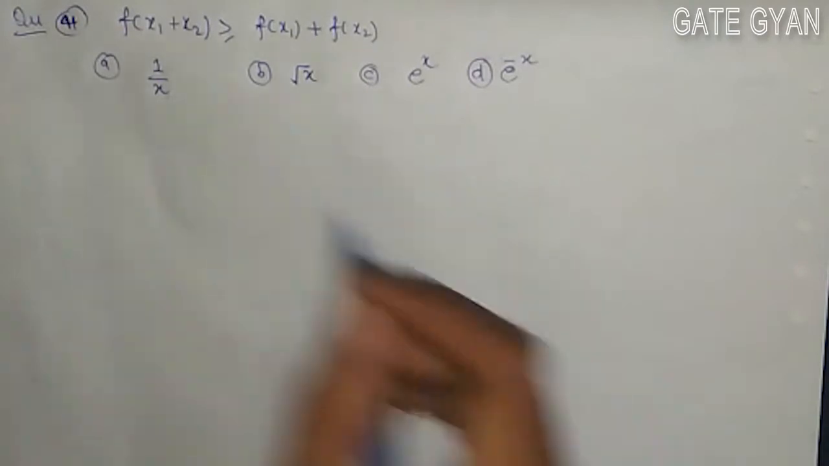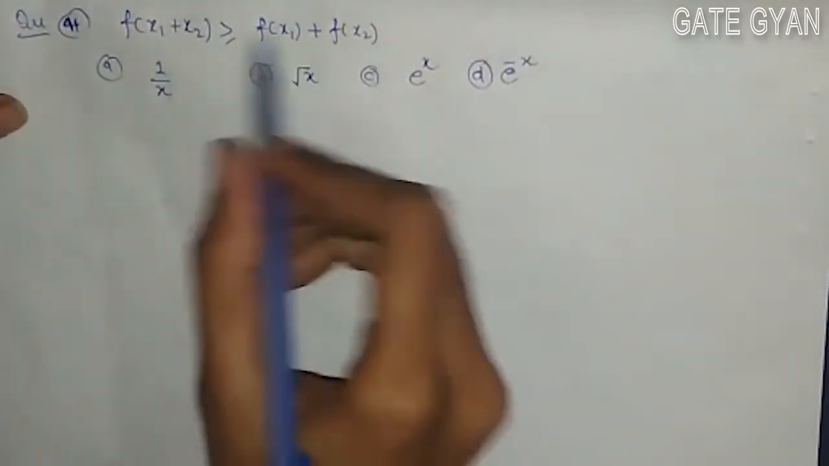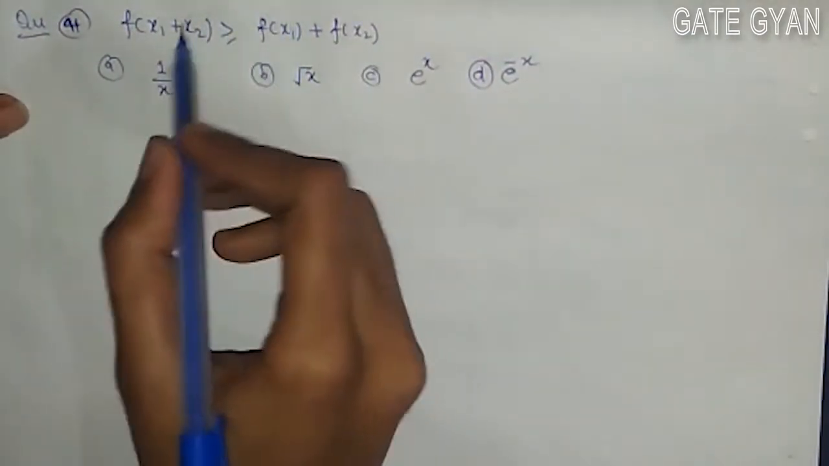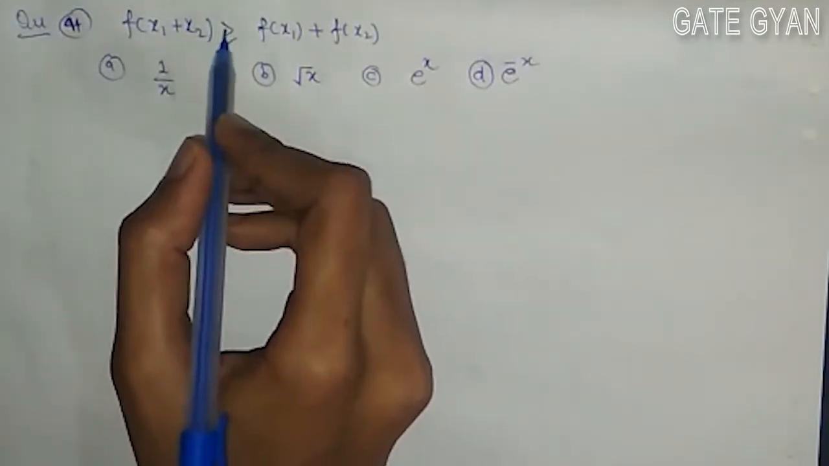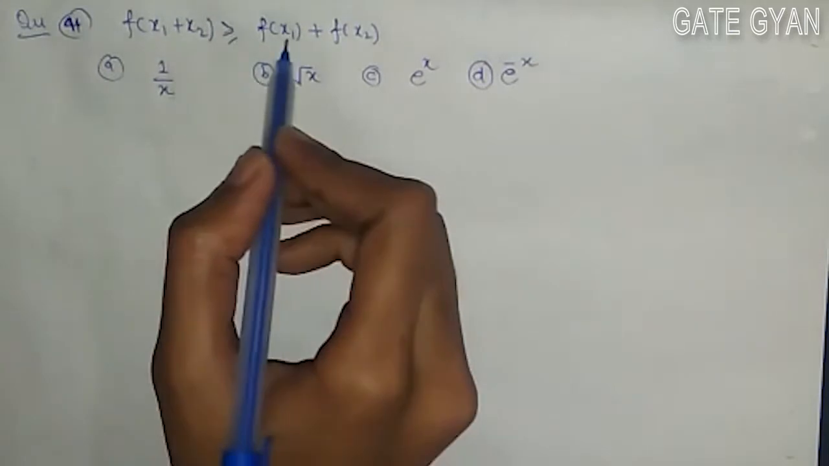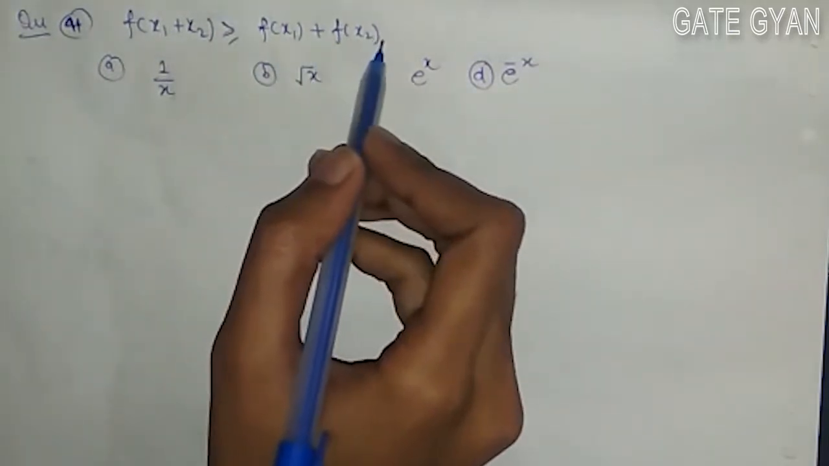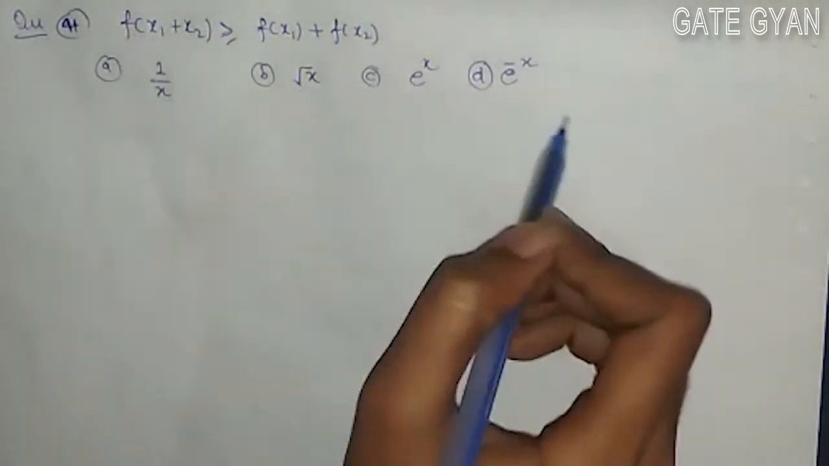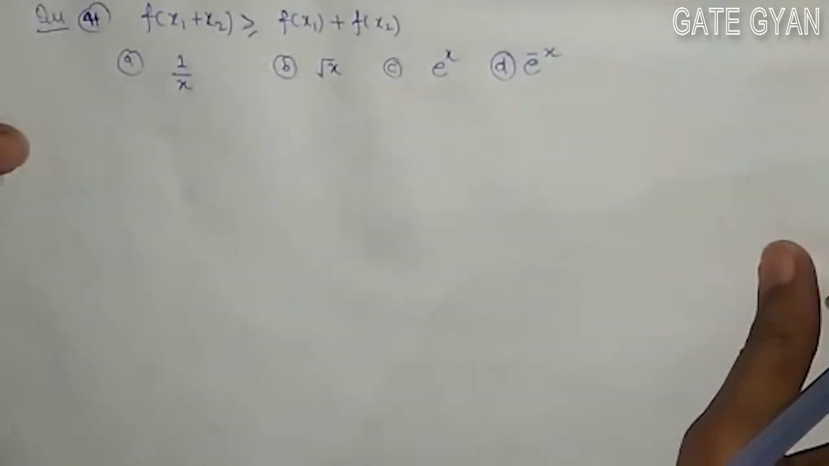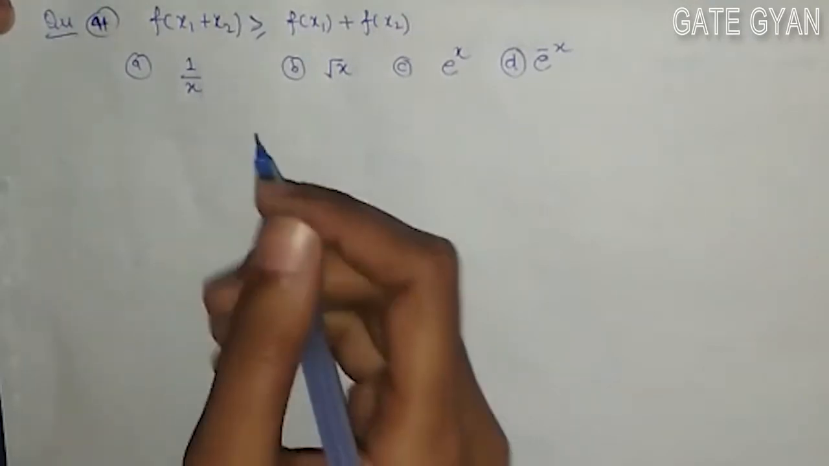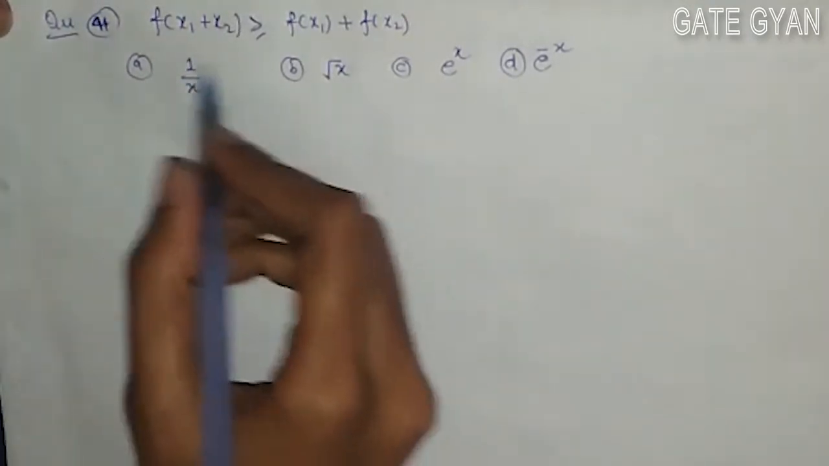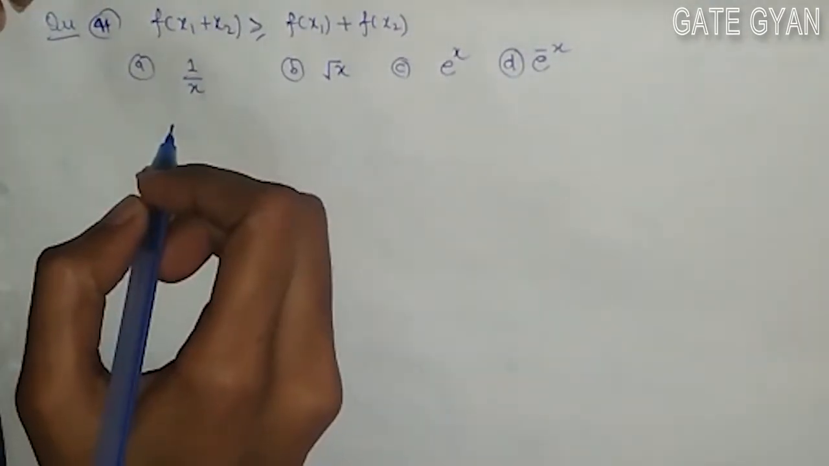In this question, it is given that we have to verify this condition: f of (x1 plus x2) must be greater than or equal to f of x1 plus f of x2, and we are given 4 options. So what we will do is go by taking examples and by taking each option into consideration.